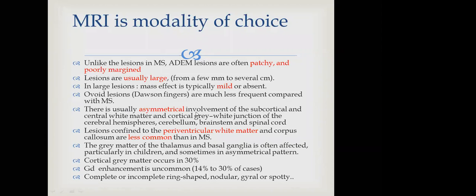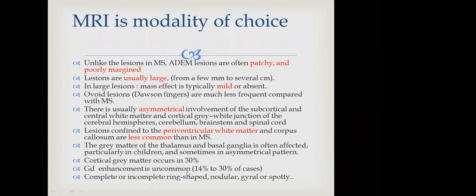They usually show asymmetrical involvement of the subcortical and central white matter and the cortical gray-white matter junction of the cerebral hemisphere, cerebellum, brainstem and spinal cord. Lesions confined to the periventricular white matter and corpus callosum are less common than in multiple sclerosis. The gray matter of the thalamus and the basal ganglia are often affected, particularly in children, sometimes in an asymmetrical pattern. The cortical gray matter is involved in 30%.